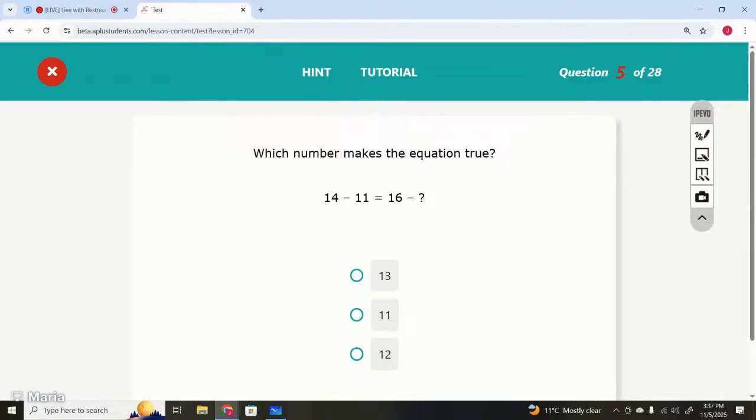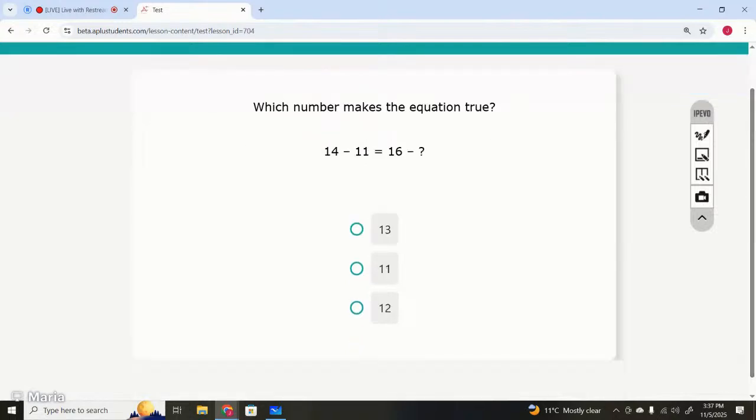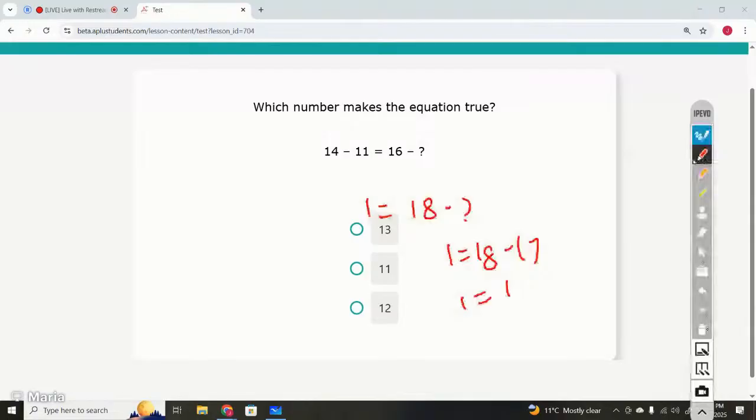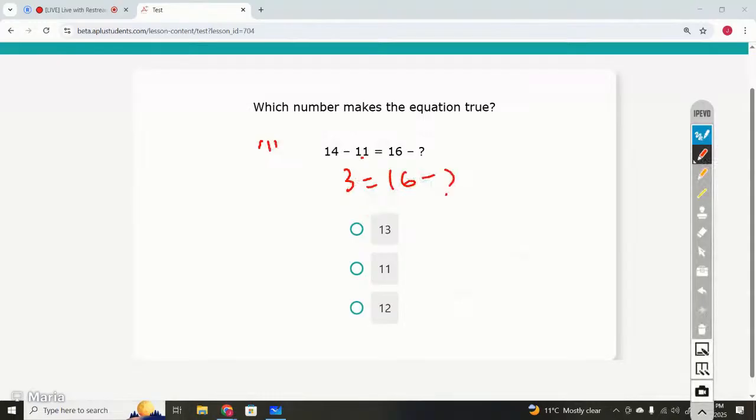Which number makes the equation true? 14 take away 11 equals 16 minus the missing number. So 11, 12, 13, 14. 3 is equal to 16 minus the missing number. So we need to subtract 3 from both sides. 3 minus 3 is equal to 16 minus the missing number minus 3.